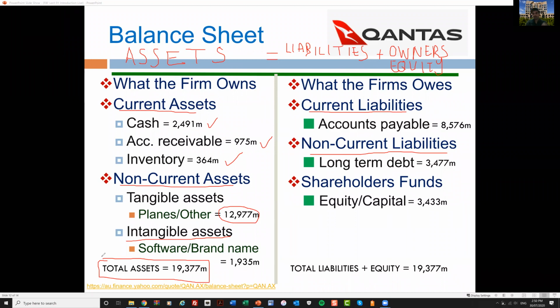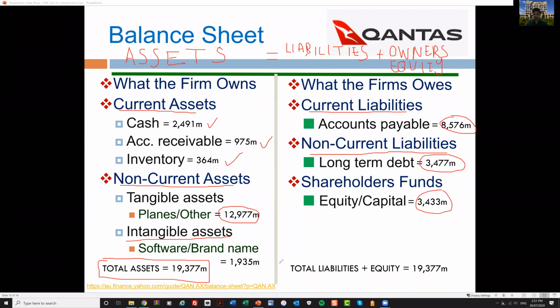And then all of these assets are funded somehow. And it turns out that Qantas has a huge amount of current liabilities or accounts payable. Remember, these are credit card payments to its suppliers. Okay, so the people that supply planes, maybe a large amount of this is for fuel, because it needs a lot of fuel to fly around the world. In addition to that, it's got some long-term debt and some owner's equity, which is funds injected into the company to fund the rest of its operations.